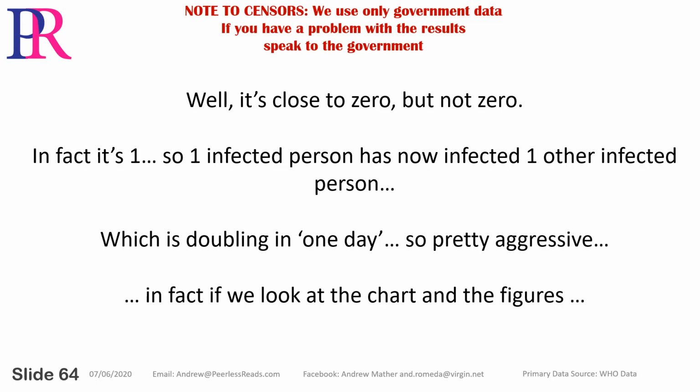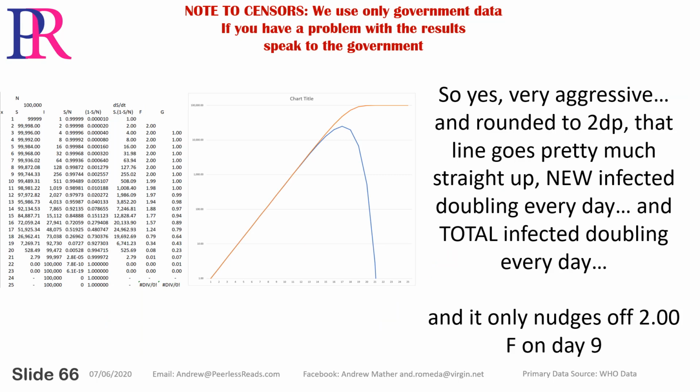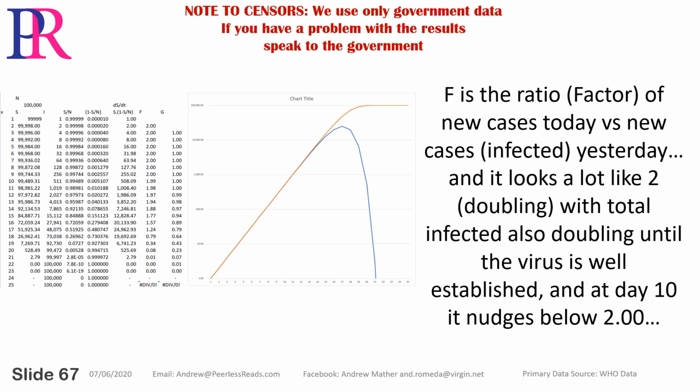In fact, if we look at the chart and the figures, so yes, very aggressive, and rounded to 2 decimal places, that line goes up pretty much straight up, new infected doubling every day and total infected doubling every day. And it only nudges off 2.00 F on day 9. F is the ratio factor of new cases today versus new cases infected yesterday. And it looks a lot like 2, doubling with total infected also doubling until the virus is well established, and at day 10 it nudges below 2.00.